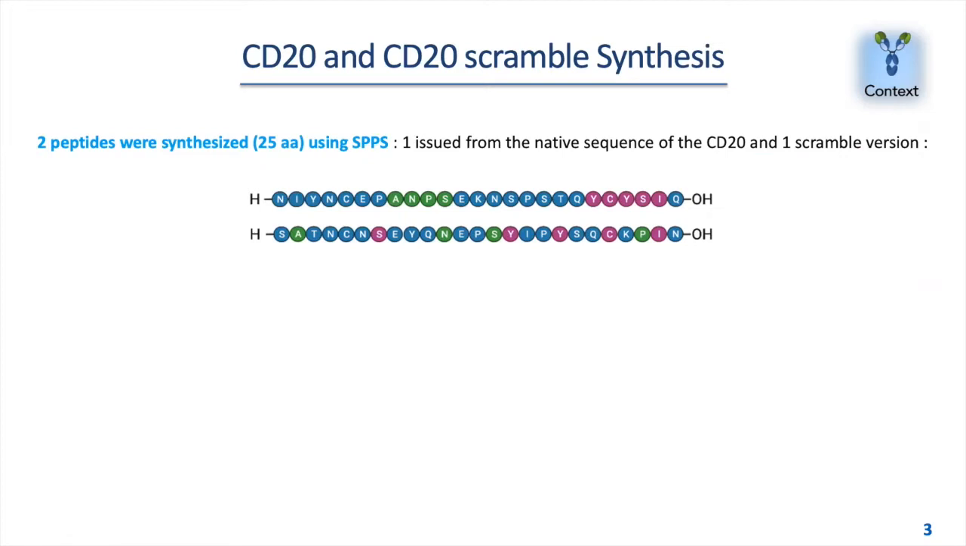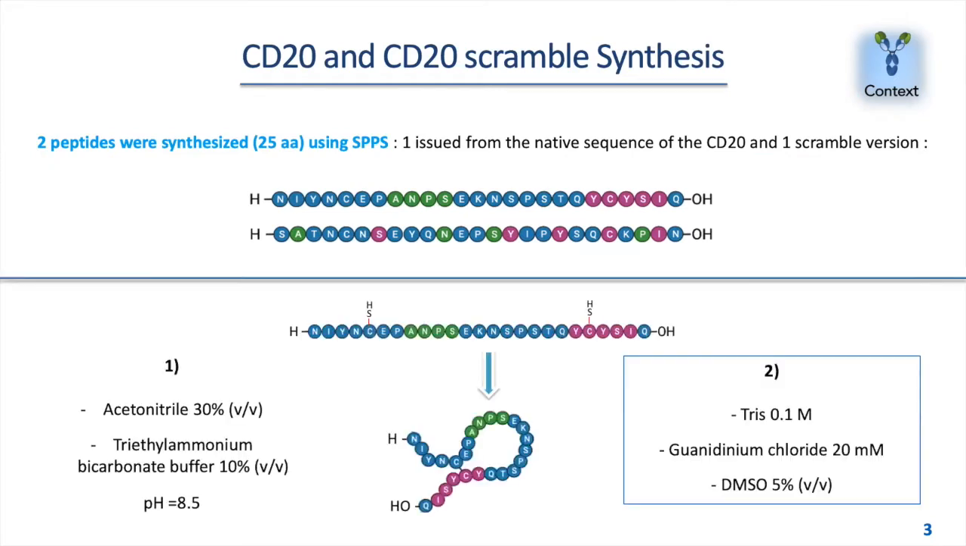The first one here is issued from the native sequence of CD20, and the second one here is a scrambled version of this peptide, meaning that we shuffled all the amino acids except for the cysteine here and here, in order to get the best negative control. We kept the position of both cysteines as they are involved in the formation of the cysteine bridge, and we wanted to get the whole structure for both our control and our target.